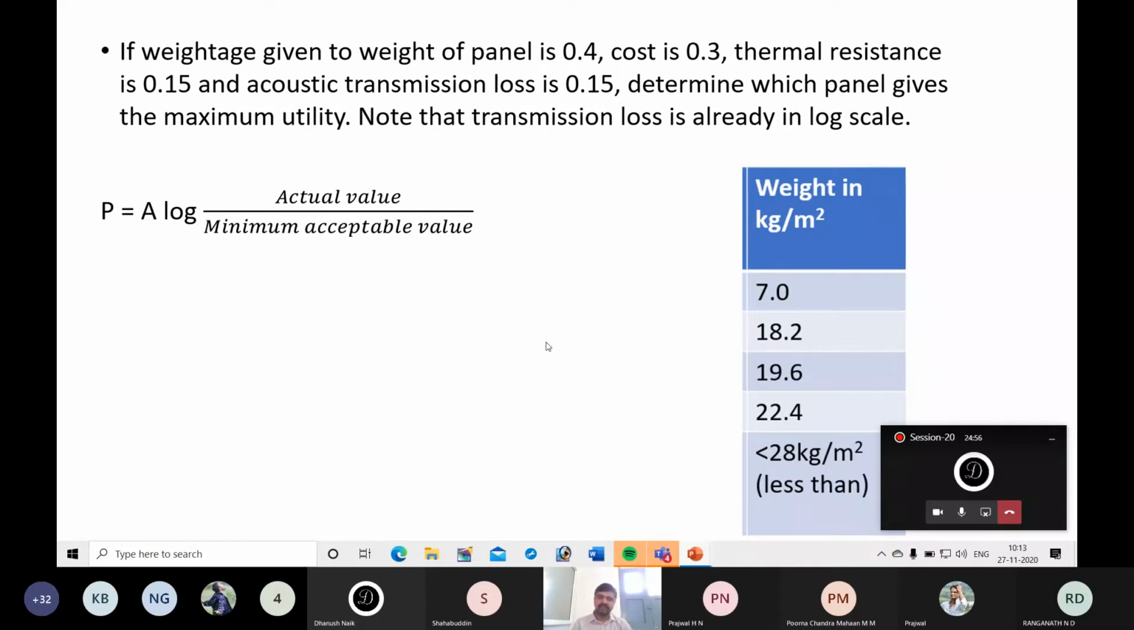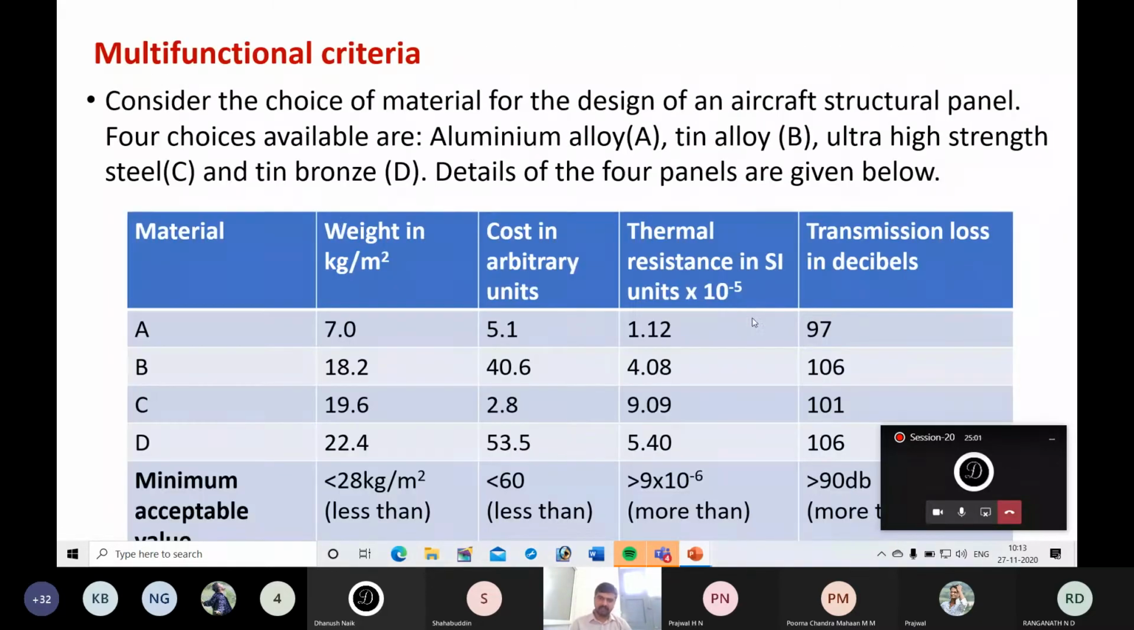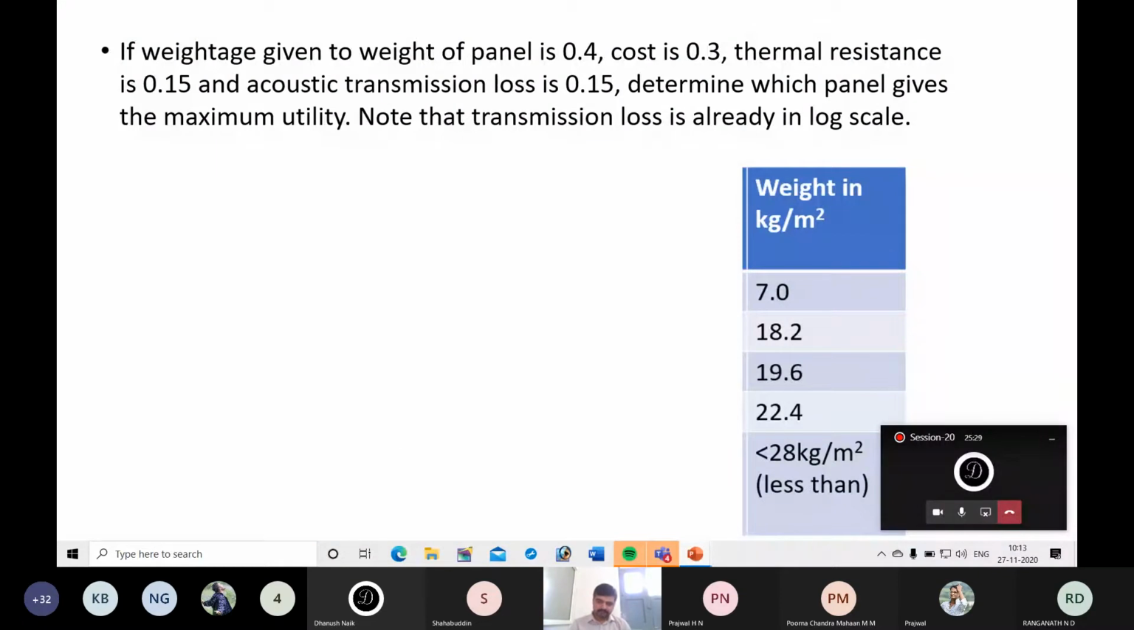First we will go on finding utility numbers or preference numbers one by one for all the parameters. First we'll consider weight. We know the weight of material A is 7.0 kg, for material B 18.2, for material C 19.6, for material D 22.4, and we know it should be less. If weight is less, that is more preferable. Based on that, we are going to calculate preference numbers. This is given in the problem itself.